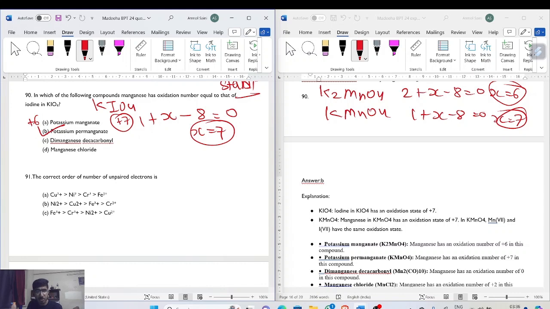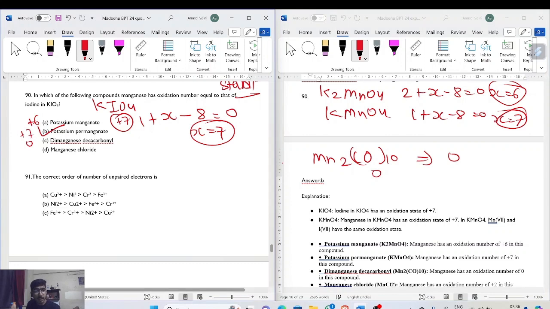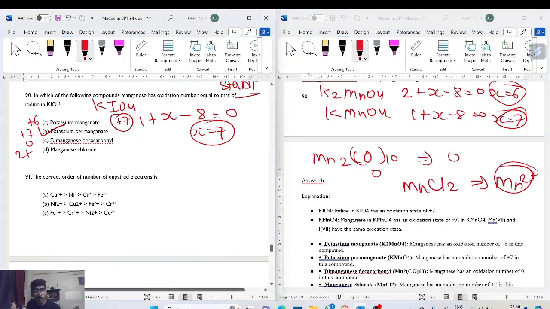Now check option C. The formula will be Mn2(CO)10. Here the oxidation state of manganese is 0 because the charge on CO is 0. Here it will be 0, here +7. Now for manganese chloride, the formula will be MnCl2, in which Mn is present in the +2 oxidation state. So the oxidation state of iodine is +7, which is equal to the oxidation state of manganese in potassium permanganate. So option B is our correct answer.